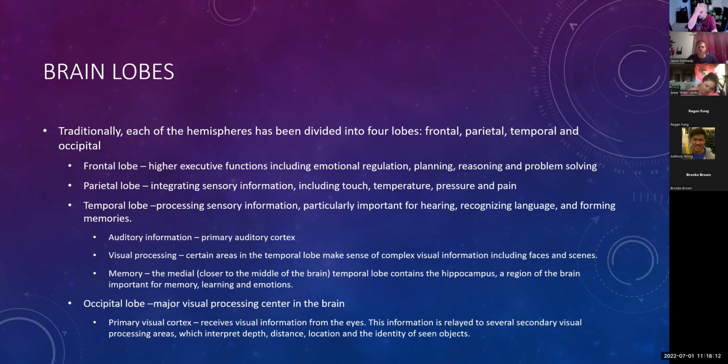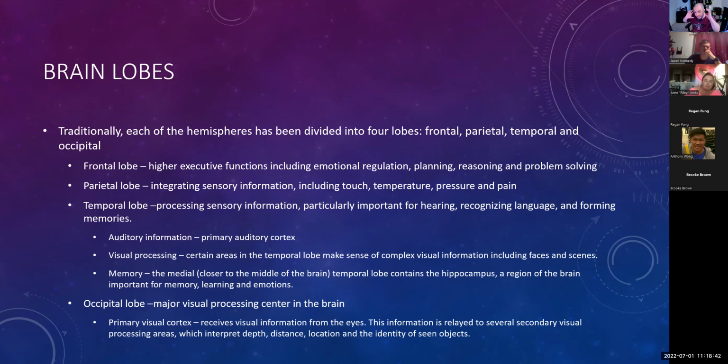So we got our frontal lobe up here. That's our higher executive function, emotion regulation, planning, reasoning, problem solving. And this PowerPoint will be available for you, right? So that's here. We got our parietal lobes kind of out here that help with sensory information, touch, temperature, pain, and pain sense. There's also some motor function there, right? Then there's temporal lobes.